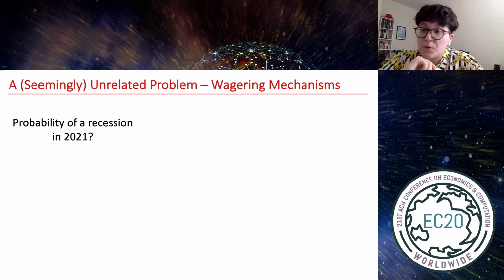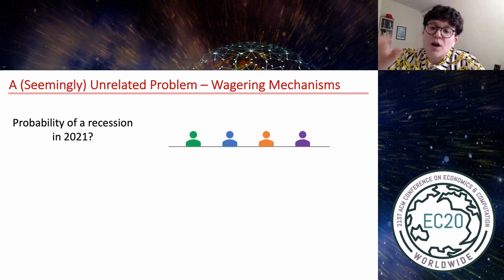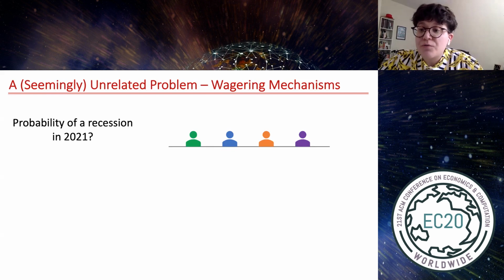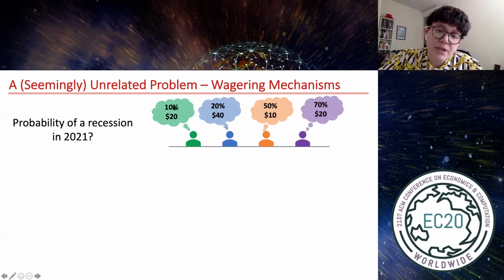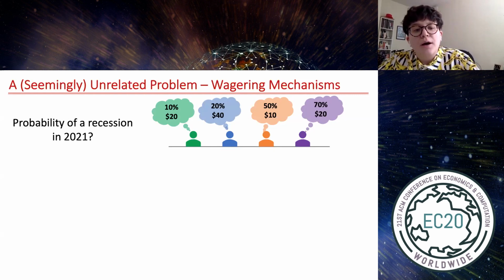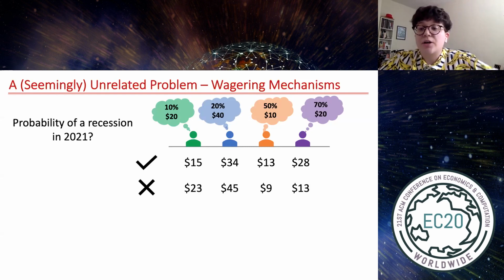Now, in a wagering mechanism, there's a mechanism designer who wants to predict the single-shot probability of a recession occurring in 2021. To do so, they have access to a number of forecasters, and each of the forecasters gives the expert, or the learner, the mechanism designer, information in the form of tuples. The first part of the tuple is a probabilistic prediction according to which they think that a recession will occur. And the second part of the tuple is a monetary wager that they are ready to stake in order to support their prediction.